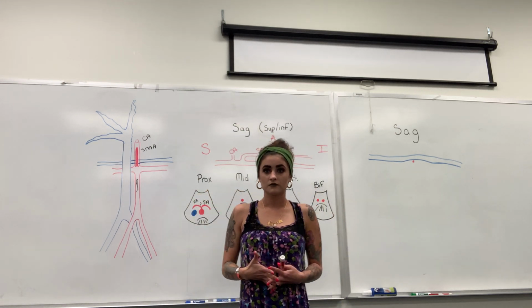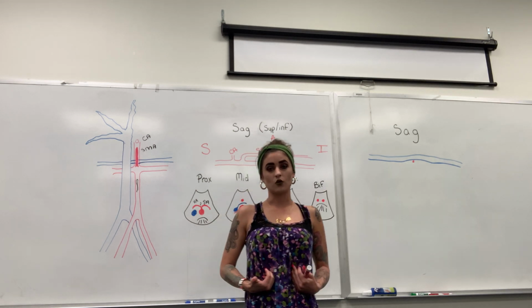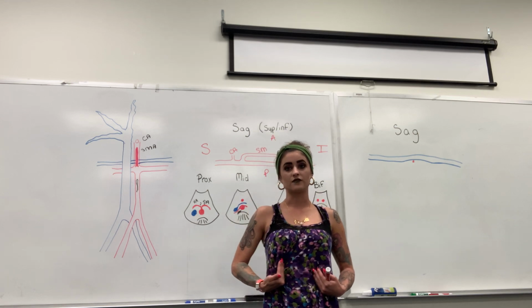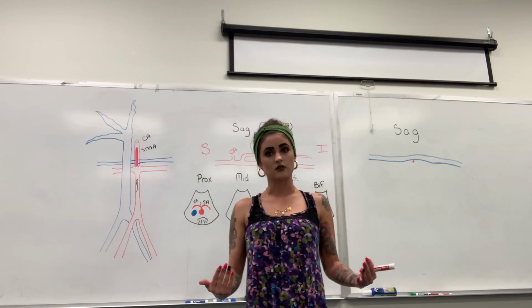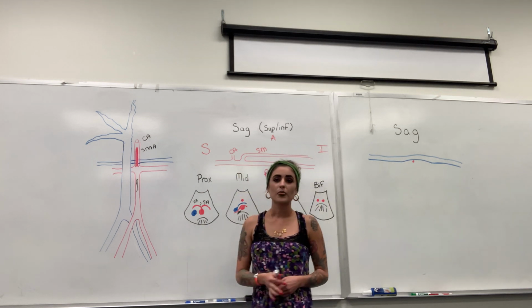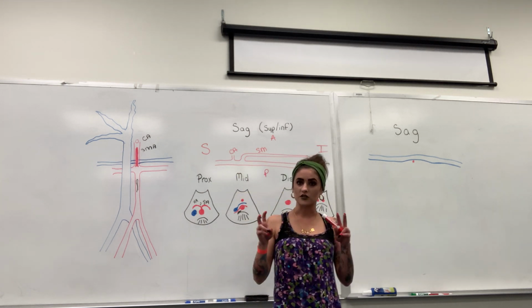Why? Because again, if they're branching off the aorta, they're branching off and coursing to the right and to the left. And in sagittal, we would have to physically move to see those. Now, if we start talking about the transverse options, we have different areas of sectioning.